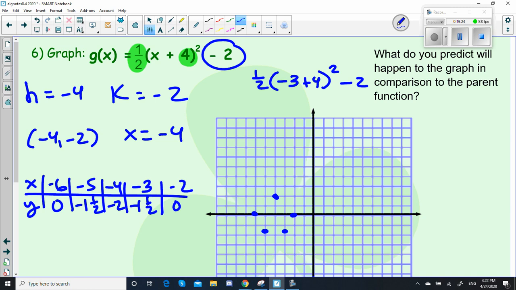Oh, it opens up. I don't think anything's wrong with it. It's just plotted wrong for the vertex. The vertex is plotted wrong. You probably knew that. 1, 2, 3, 4, down 2. There we go. That's better. Okay, I hope you can take a lesson from that, though.